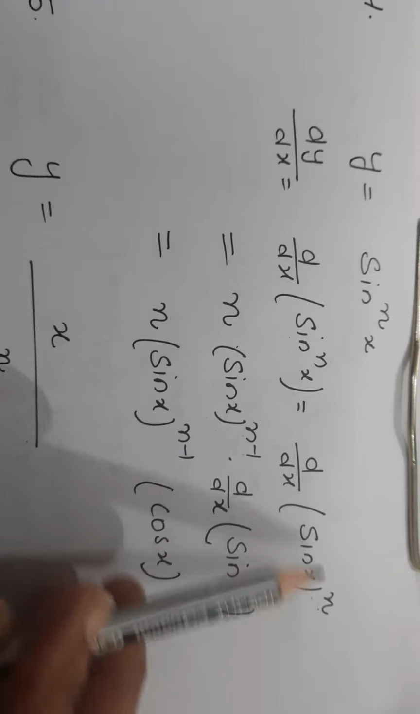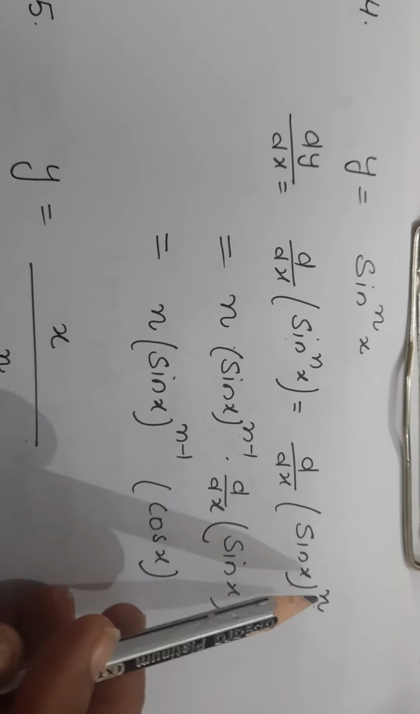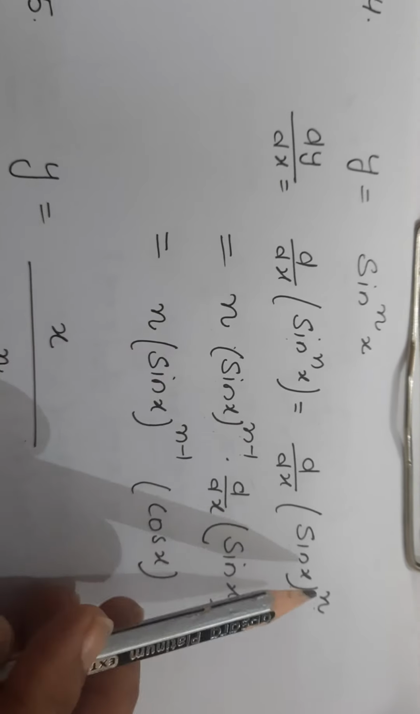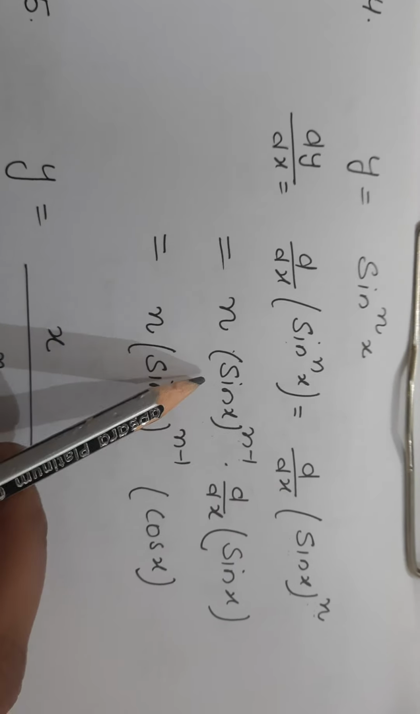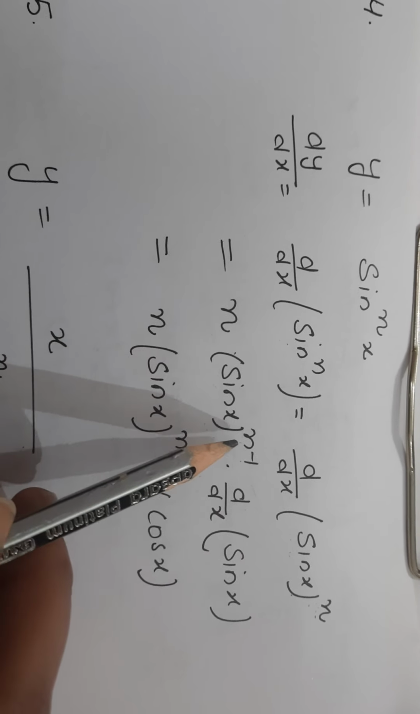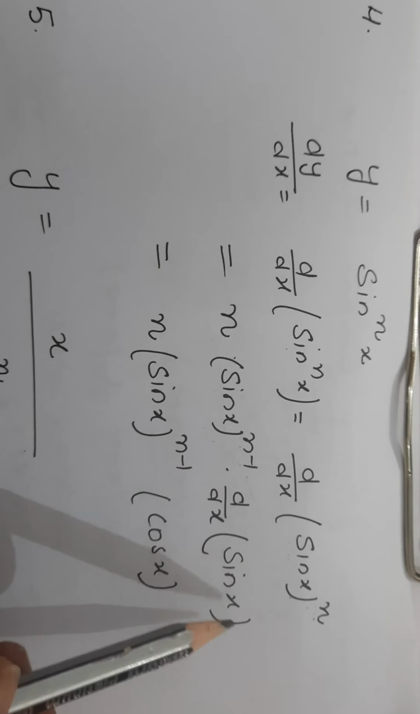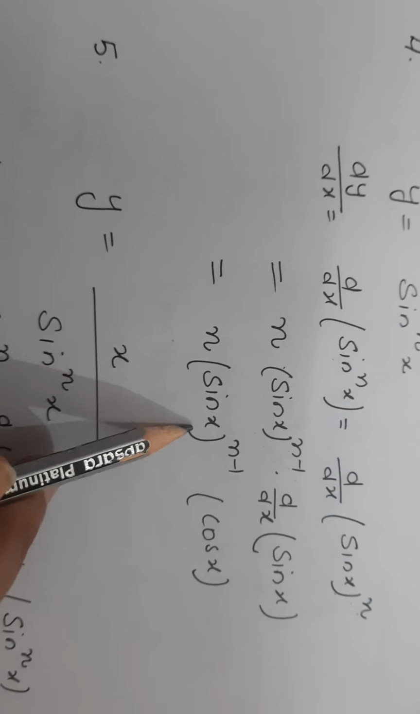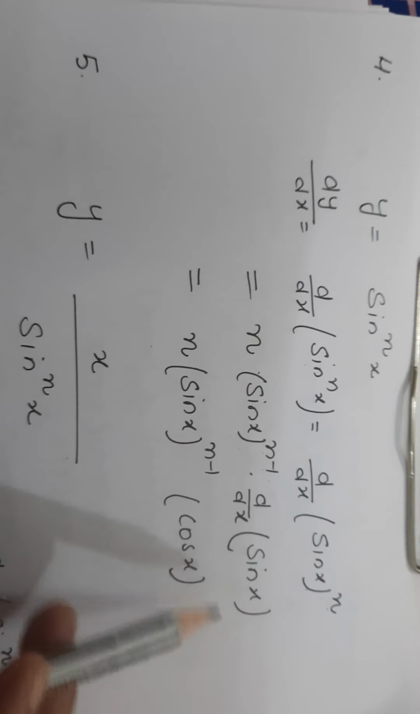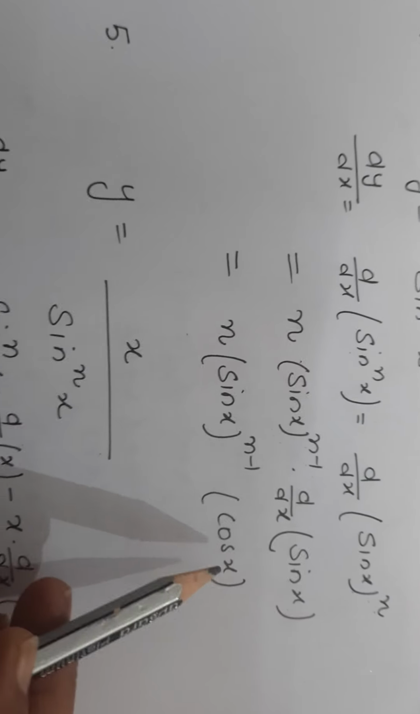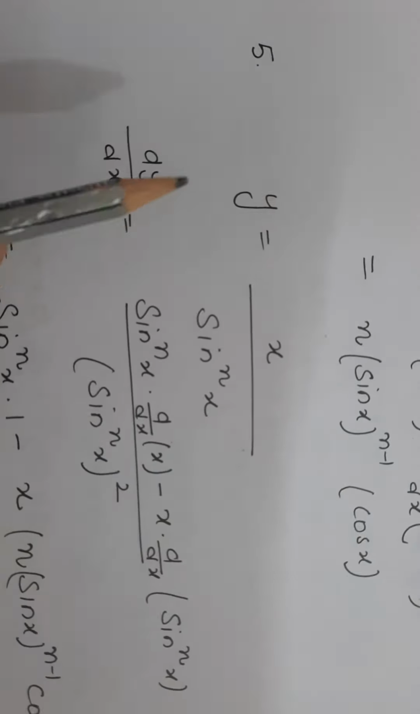I am again repeating. First apply the power rule like x to the power n. This is n. In place of x we have sin x, and into sin x raised to the power n minus 1, into, by chain rule, the derivative of sin x. So this is n into sin x raised to the power n minus 1, and the derivative of sin x is cos x. Fifth question.